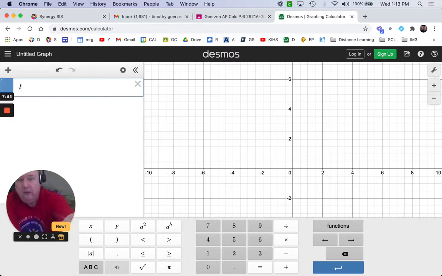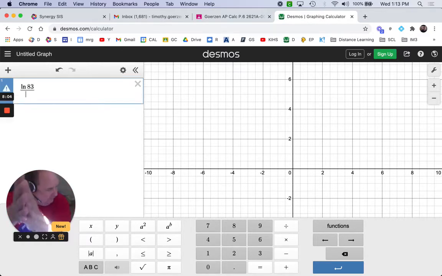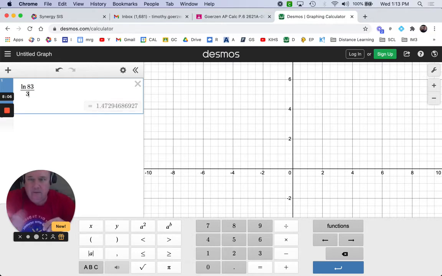So again, you can just go ln. So just type in ln 83. Oops, almost lost that. And then divided by 3. Done. So you can type in the letters in Desmos. You don't even have to find the symbols. Make sure that's correct. 1.473.